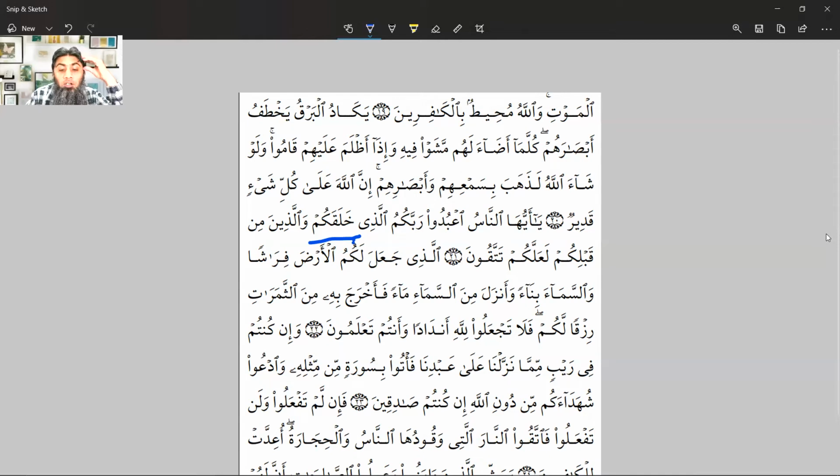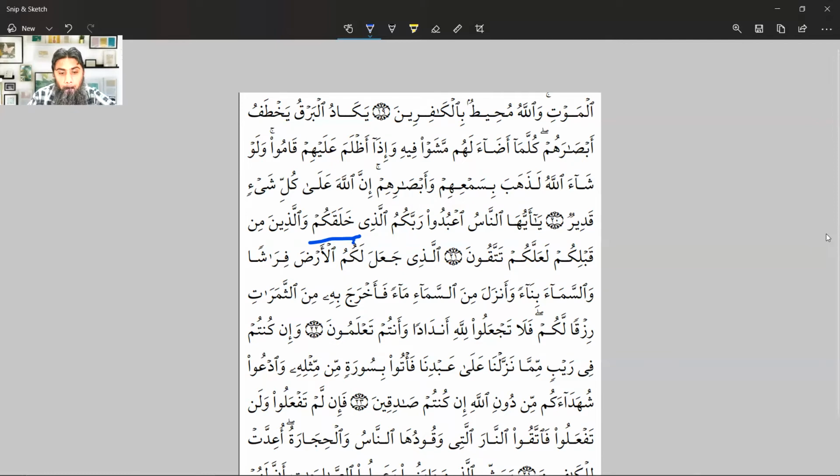So this fa is also connected. Fa is connected, same like harf ataf. Yes, exactly. Okay. So fa is connected. Akhraja is the same like the anzala family, aslama family. Akhraja is fi'l mazi.